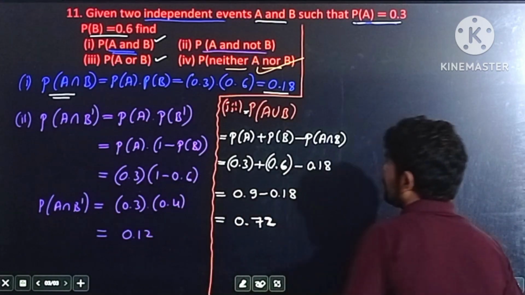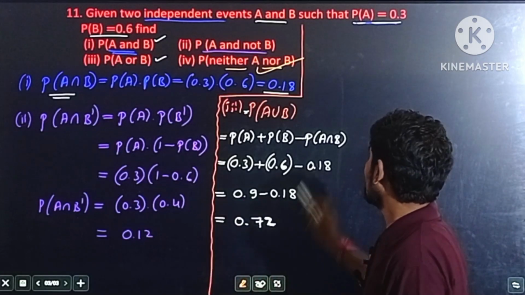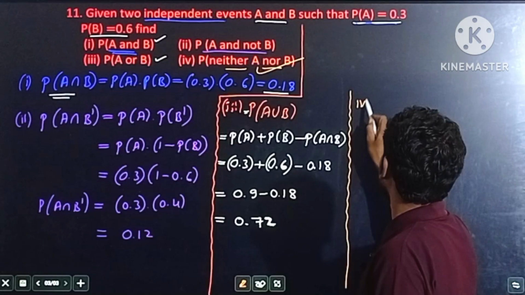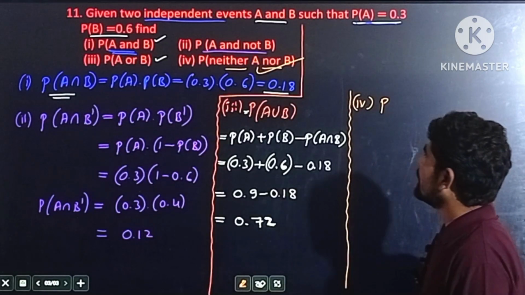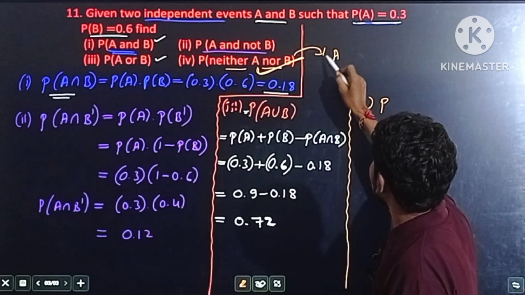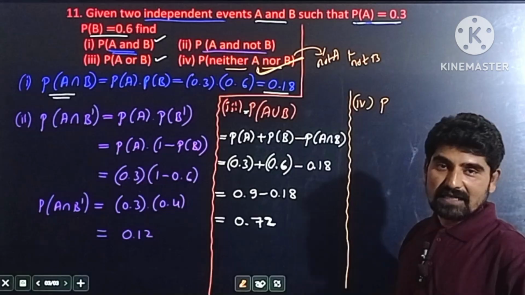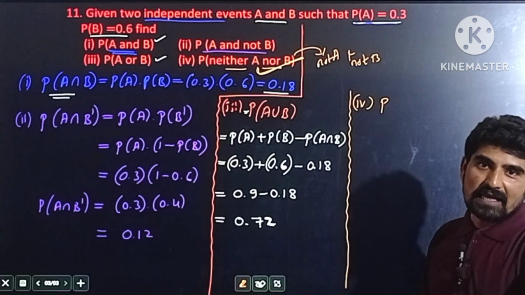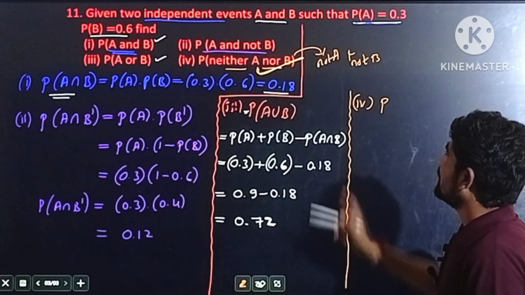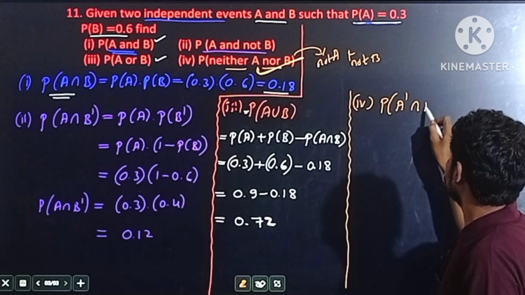And we need the fourth one. Here the fourth one is probability of neither A nor B. So here we need to identify the value of probability of neither A nor B. So neither A nor B is nothing but not A and not B. In other words, we call it not A and not B. And hence the probability of neither A nor B can be mathematically represented as A dash intersection B dash.